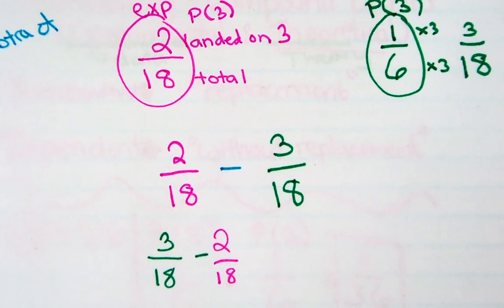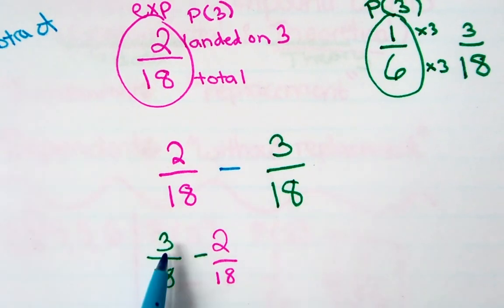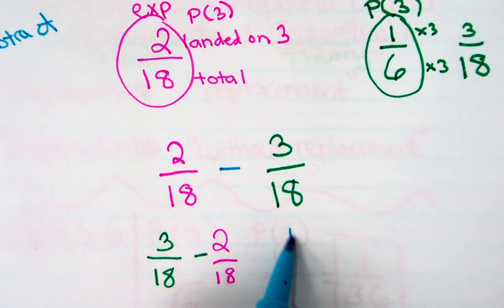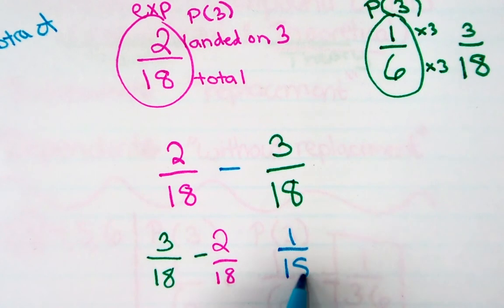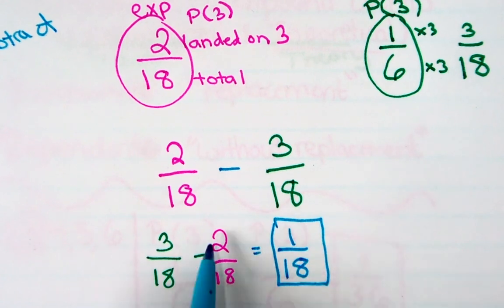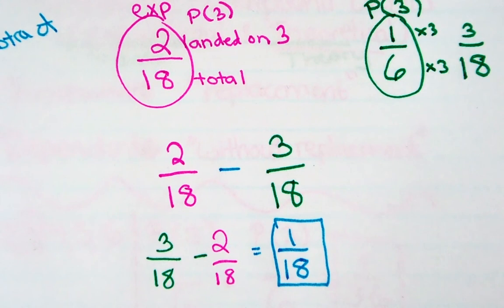Because we don't want a negative number. We just want the difference between the two. So 3 minus 2 is 1. And we know that when we are adding and subtracting fractions, if they need a common denominator, we did all that work to find the common denominator, so we're going to keep it. I have 3/18 minus 2/18 gives me 1/18. So that is my answer on that one.